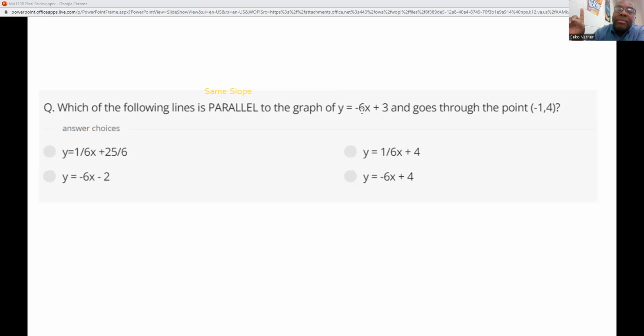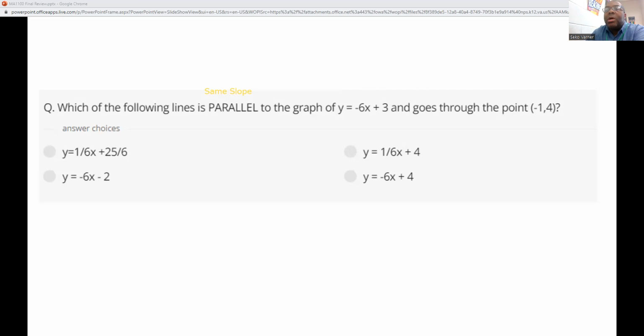I'm going down. It's a negative sign, so I'm going down 6 and moving over 1. So my slope is negative 6x. My y-intercept is 3. And it goes through the point negative 1, 4.